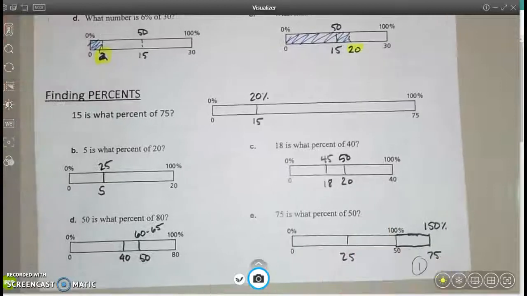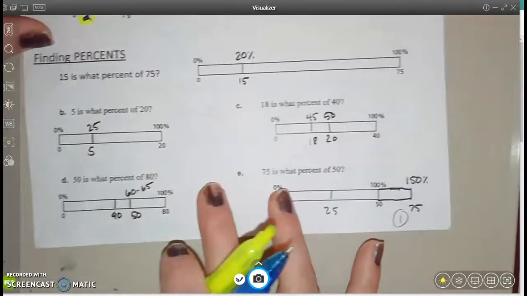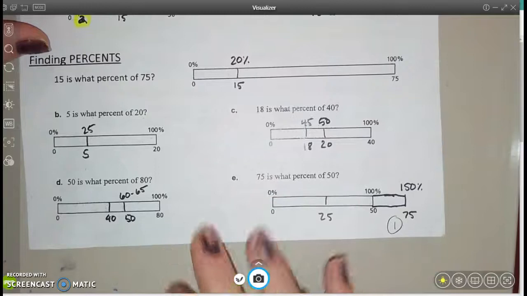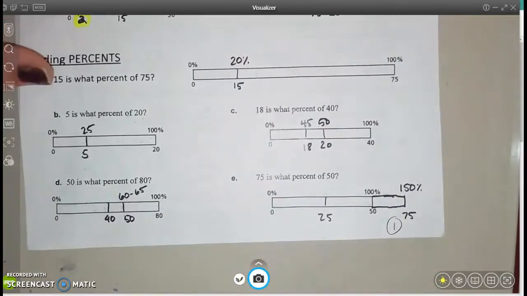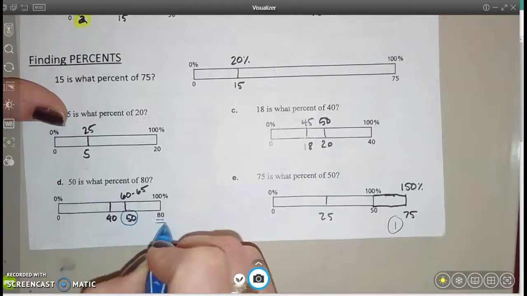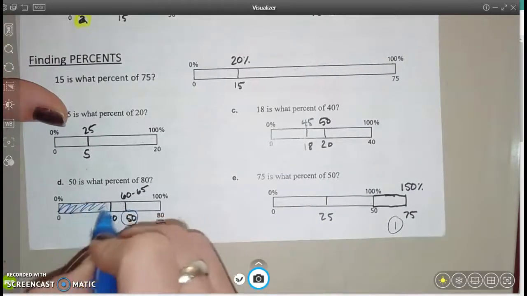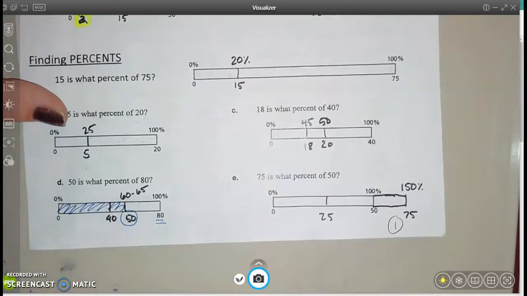And then let's check these bottom ones. Now we're looking for the percent. Okay, so 50 is what percent out of 80? So here's my 50 out of 80, and I estimate that it's around 60 to 65% maybe, just over half.